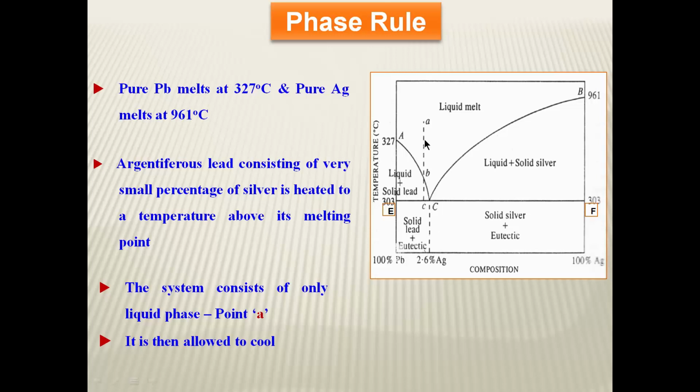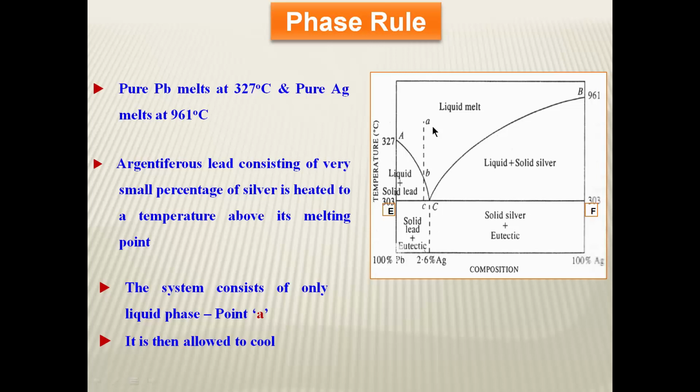Now for the process, the sample of argentiferous lead that has a very small percentage of silver, say about 0.1% of silver, is heated to a temperature that is well above the melting point of pure lead, so that you have liquid melt wholly present now. Say the point is represented by the point A.